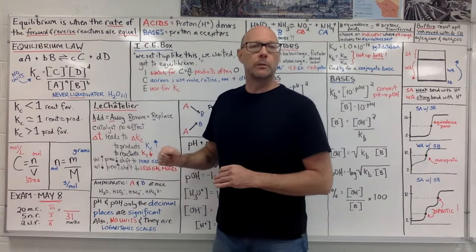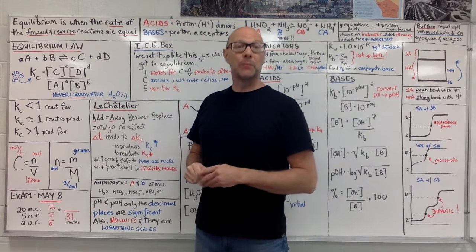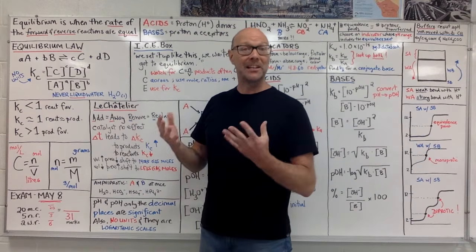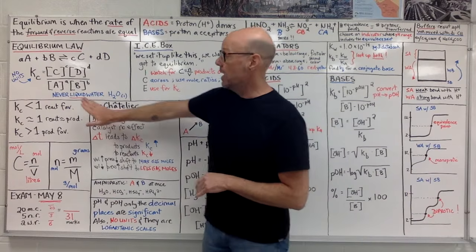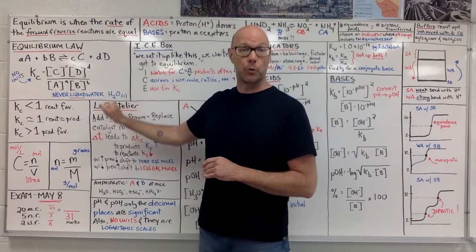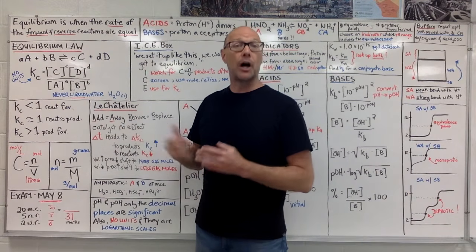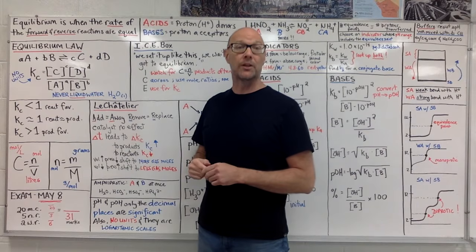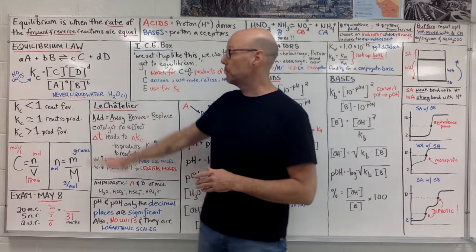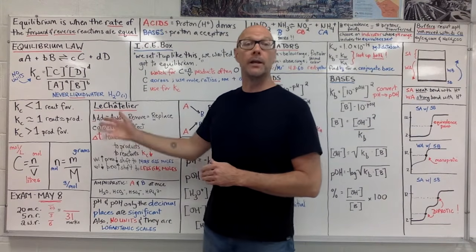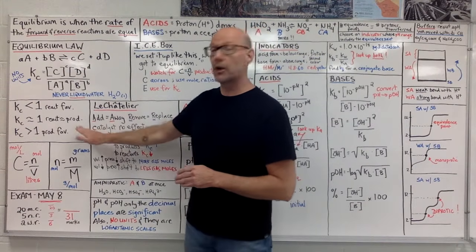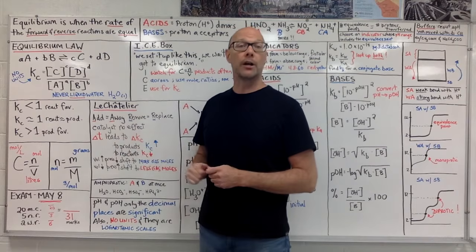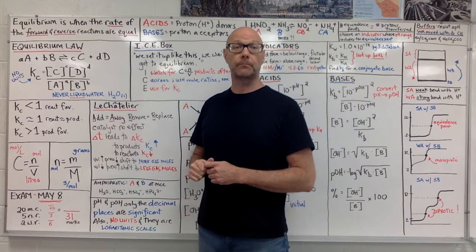We can use the equilibrium law to calculate the equilibrium constant, and that's going to tell us something about the relationship between the products and the reactants. If the constant is less than 1, the reactants are favored. That means the concentration of the reactants is greater than the concentration of the products at equilibrium. If the constant is about 1, we have approximately 50-50 equal concentrations. If the constant is greater than 1, the products are favored.